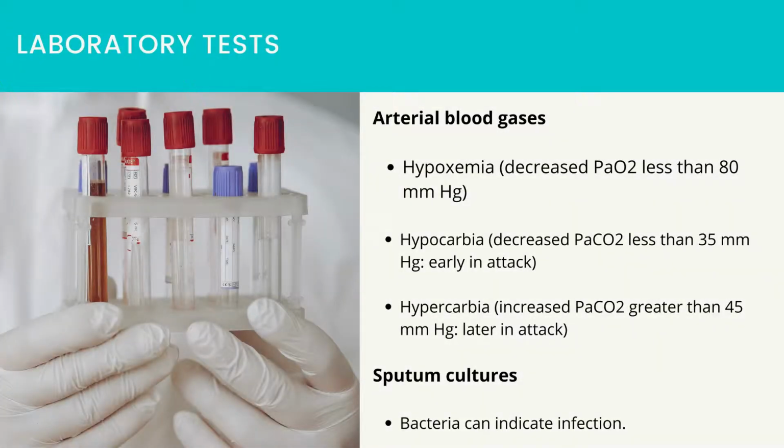Laboratory tests: arterial blood gases, hypoxemia, decreased PaO2 less than 80 mm of mercury, hypocarbia, decreased PaCO2 less than 35 mm of mercury early in attack, hypercarbia, increased PaCO2 greater than 45 mm of mercury later in attack. Sputum cultures, bacteria can indicate infection.